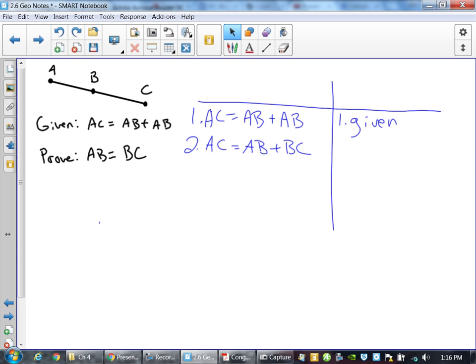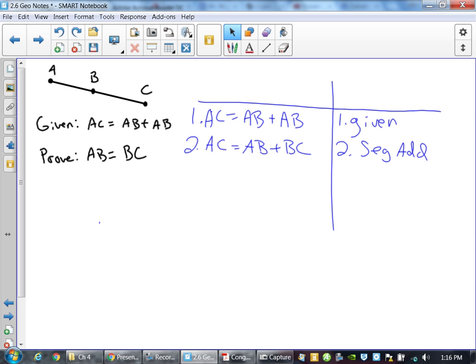What property did I just use? What did you just add together? Segments. You just used segment addition, because segment addition says collinear points, two small parts equal the whole. Now, do you have AC represented as two different things?